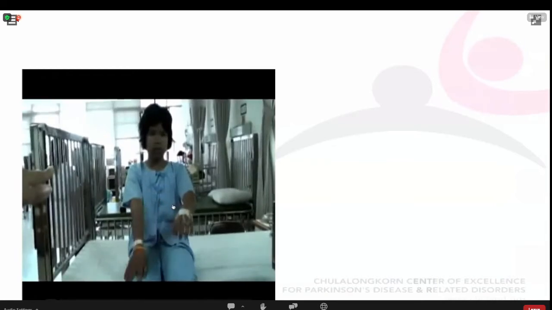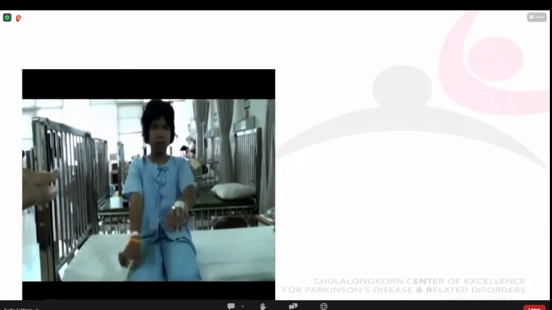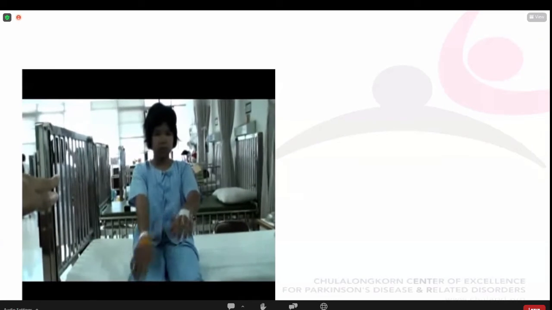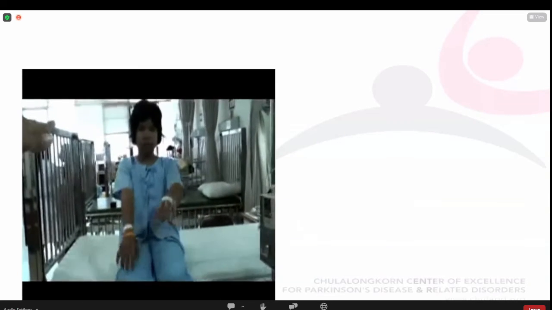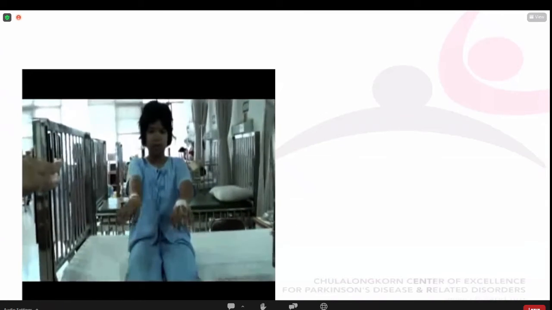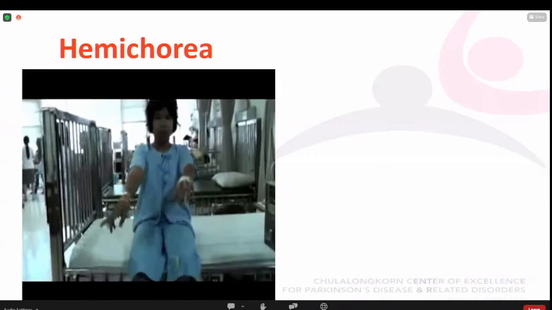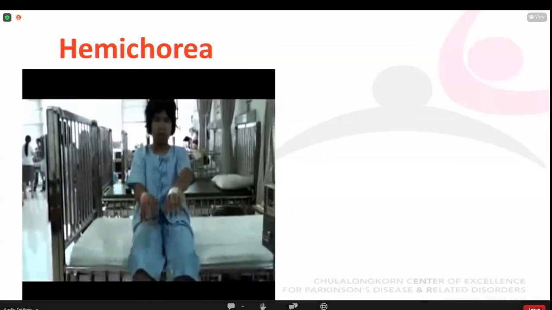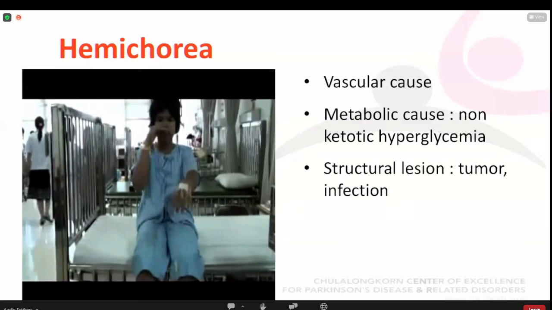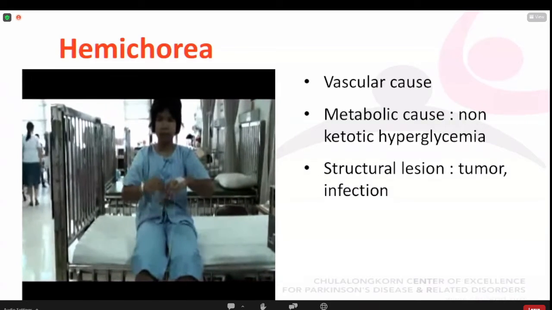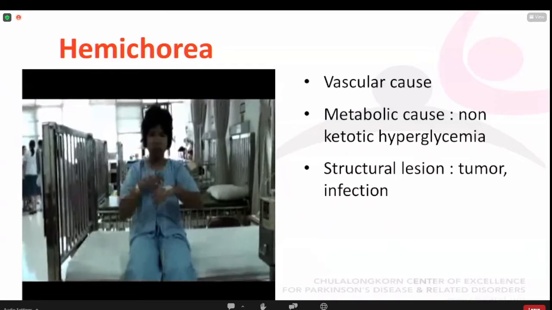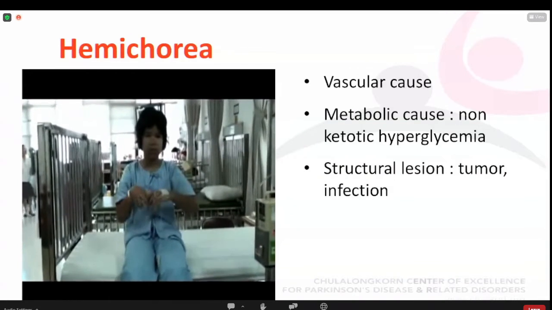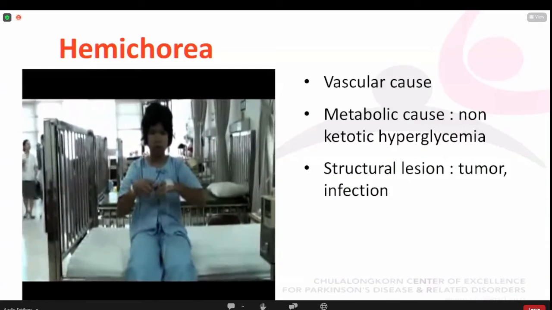And the next one, you will see chorea on her right hand, which is hemichorea. Keep in mind that with a hemi lesion, you might think about a contralateral structural lesion, or maybe something metabolic like non-ketotic hyperglycemic chorea. But the answer for this patient will be in the next session.